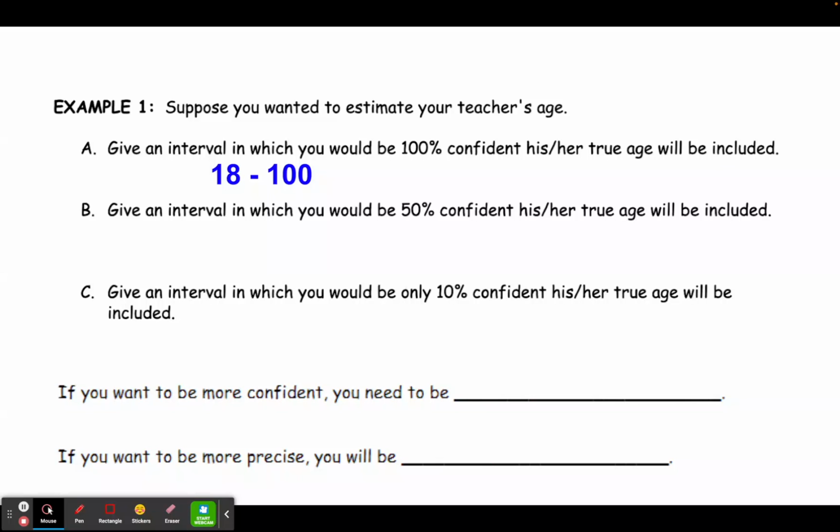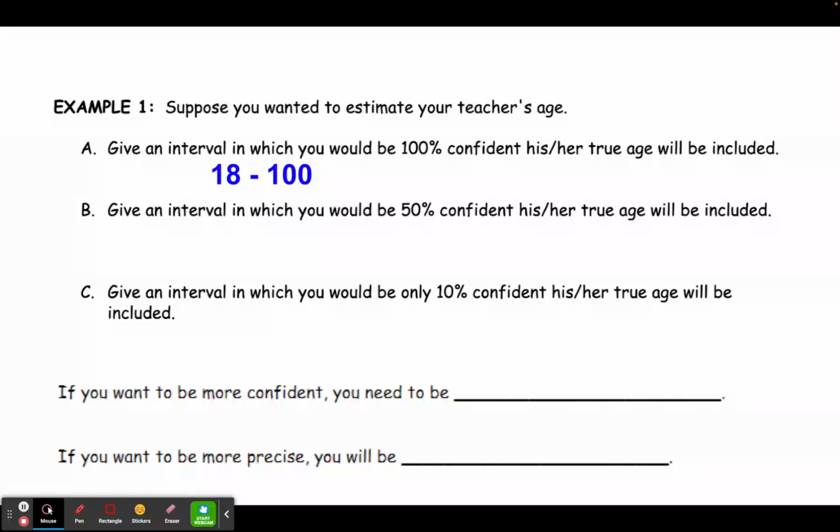So notice that even though I feel very confident in this interval, that interval is not very precise. From 18 to 100 is a really, really large range, and it really doesn't give us a lot of information about the teacher. So even though we're very confident that the correct age is in that interval, it's not very precise, so it's not very useful for us. Now, if we want to be more precise, that means that we would have to make our interval more narrow. And to do that, we're not going to be as confident in our guess.